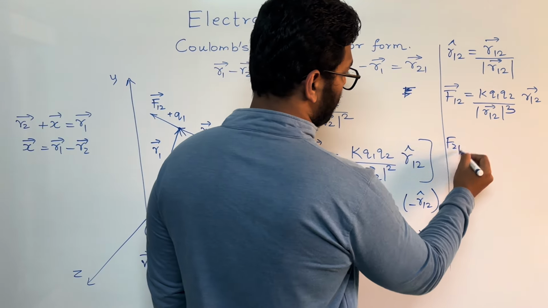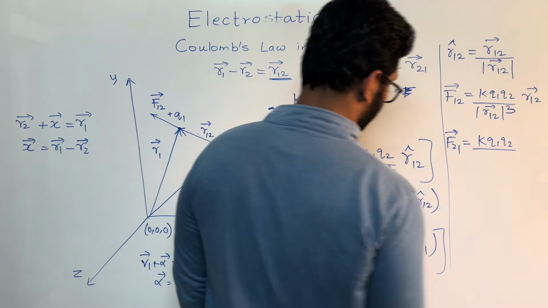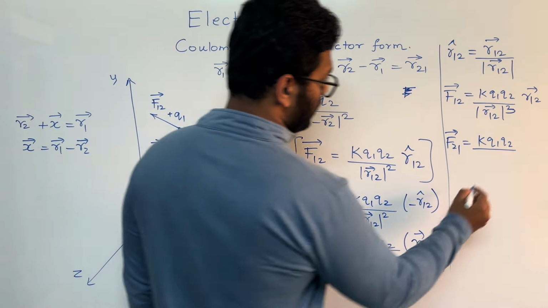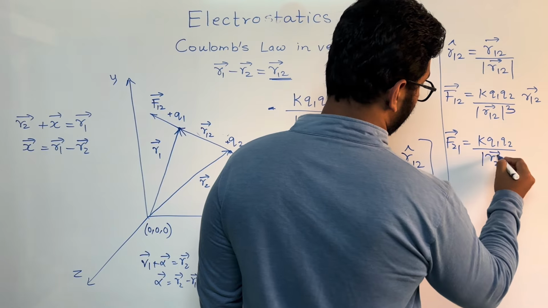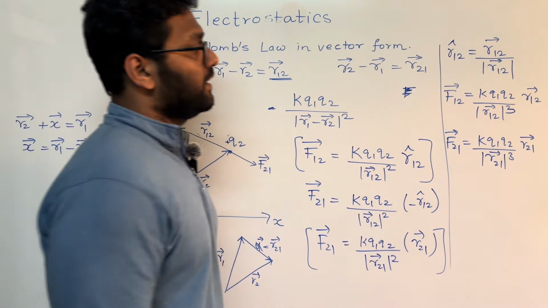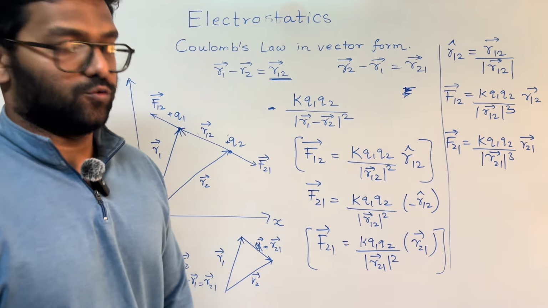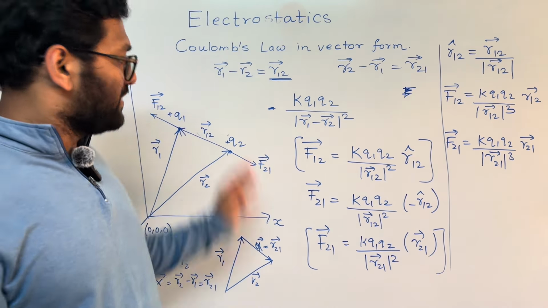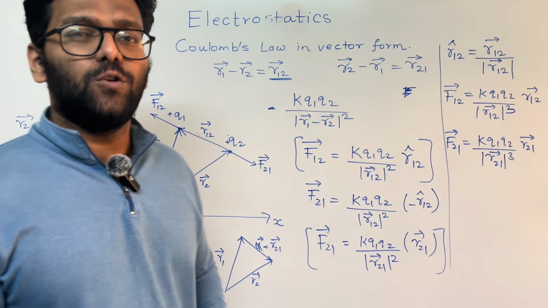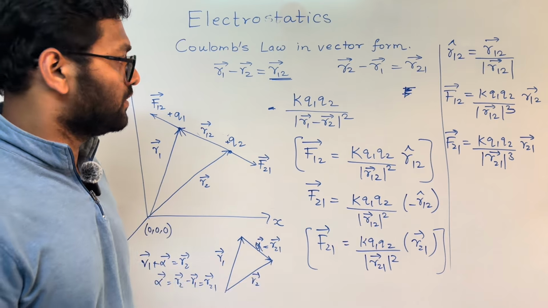Similar logic you can apply for F21 bar and you will get K Q1 Q2 upon R21 bar magnitude cube into R21 bar, right? So you can write it this way as well. So this denominator will become magnitude cube. All these things look complicated, but don't worry, you will not use them that much.